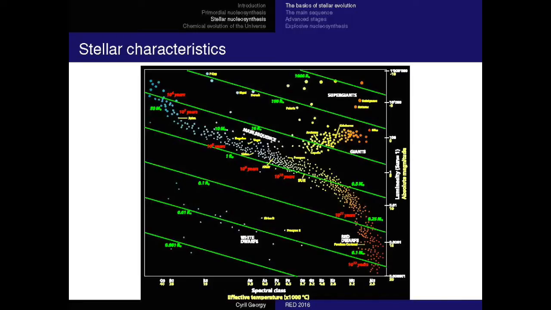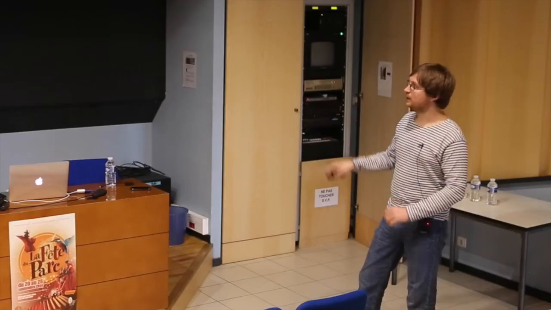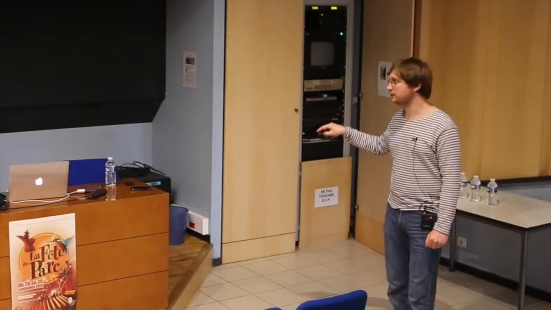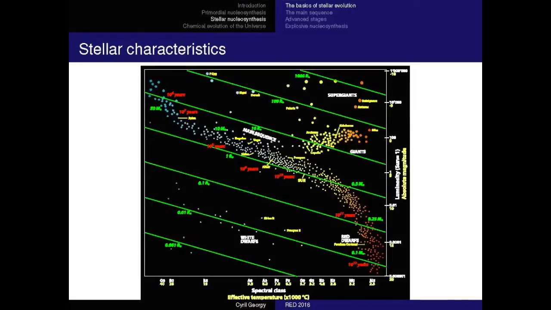These kinds of plots are called the Hertzsprung-Russell diagram, and they relate the surface temperature of the star on the x-axis, where the hottest stars are on the left and the coolest stars are on the right. Typically the temperature indicated here, I don't know if you are able to read, is around 2500 degrees here, and the hottest stars have a surface temperature of, I don't know, 50,000 degrees.